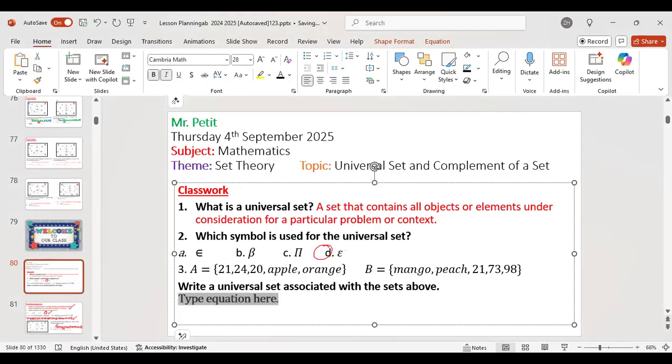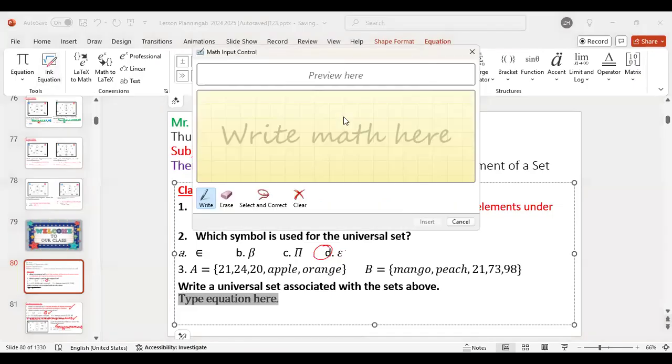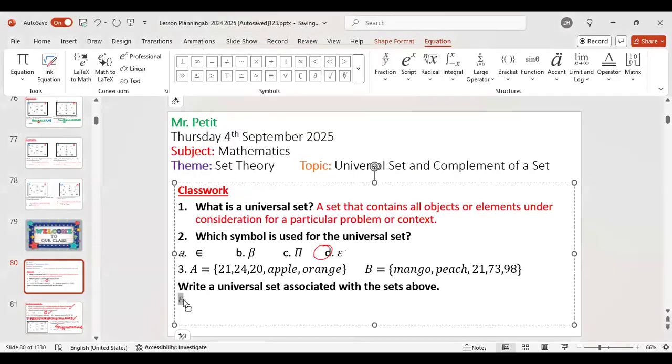So that's going to be... put this one. Let me draw it again. So that's going to be like that. This is not right. That's the other one. I want the universal set one. There we go. Okay, good.